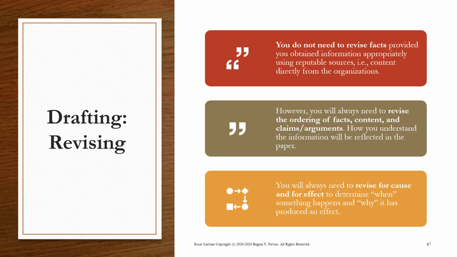So, revising, you do not need to revise facts provided you obtain information appropriately using reputable sources, content that is direct from the organization. So, you should not be using sources that talk about Time's Up or Blue Lives Matter. Oh, I'm sorry, Black Lives Matter or Me Too. You should go directly to their websites. However, you will always need to revise the ordering of facts, content, and claims and arguments. How you understand the information will be reflected in the paper. You will always need to revise for cause and for effect to determine when something happens and why it has produced an effect. So you don't need to revise facts as long as you integrated them appropriately, of course.